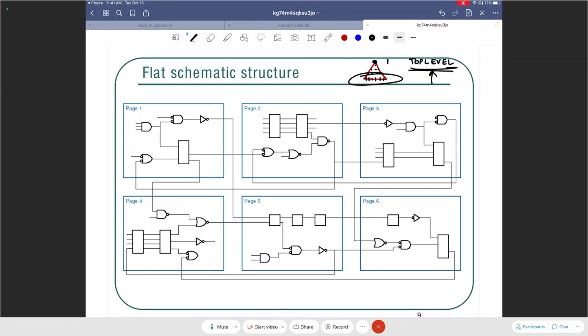Now, that is a hierarchical structure where you are building complexity as you go up. You are trying to put one thing into the other, right? Layers of abstraction. But with a flat schematic structure, everything is at one level, no matter what level it is, highest or lowest, everything is at one level, right? So that's what I mean.